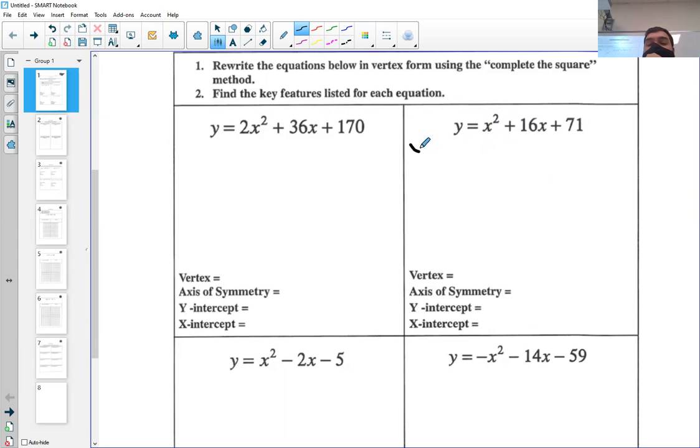The first thing I'm going to do is separate the x's from the normal numbers. Put a pair of parentheses here. Does anyone remember what I put in here? Good. I'm going to do a plus c minus c on the outside because I've got to keep balance. Plus c on the inside, minus c on the outside. So to find the actual c value, what we're going to do.